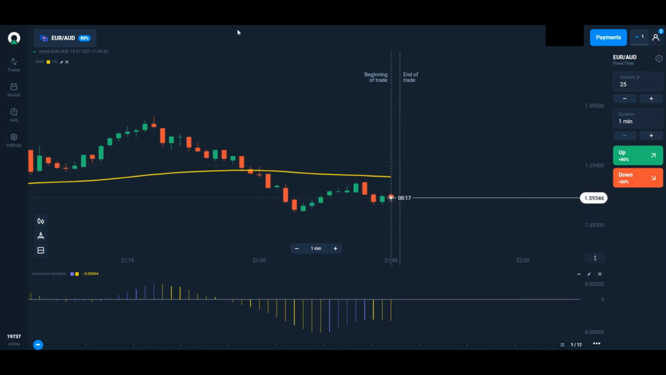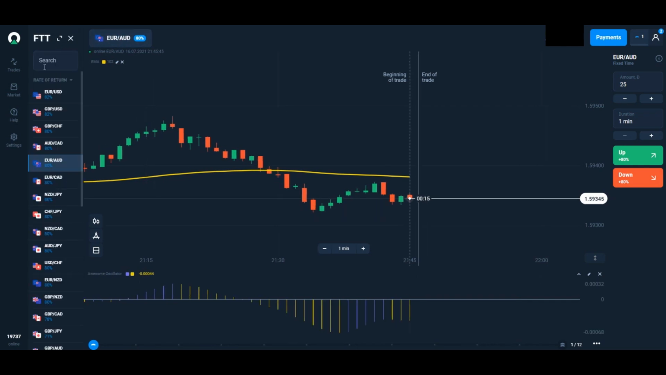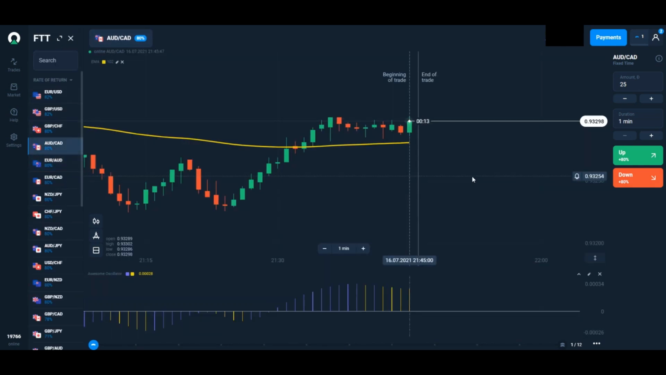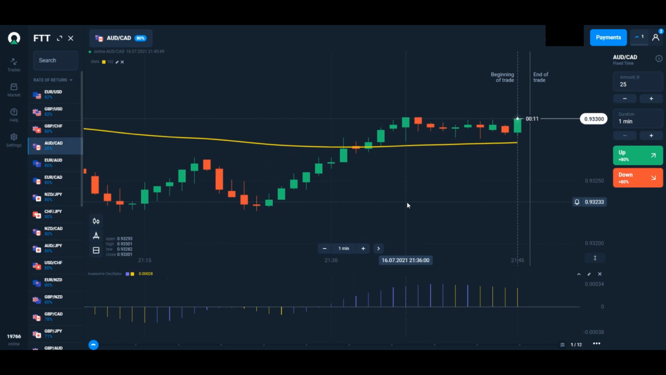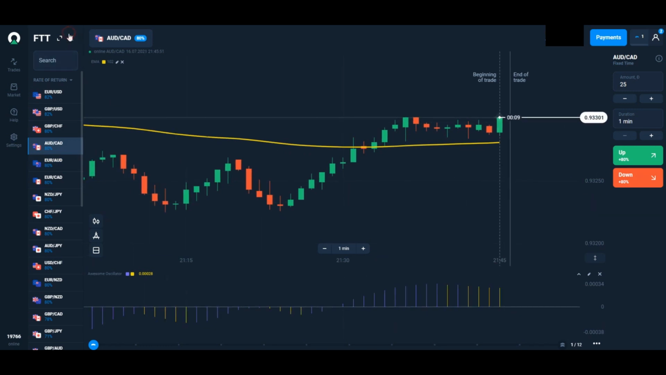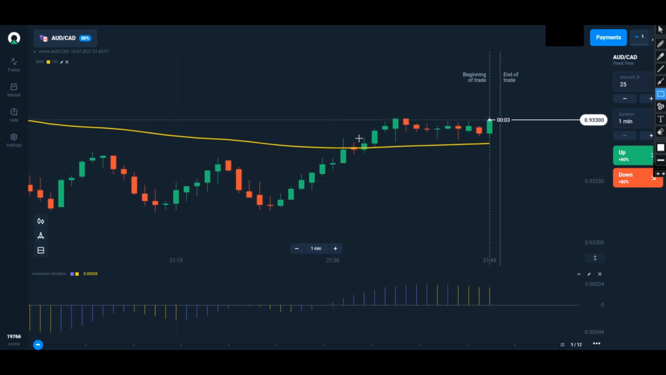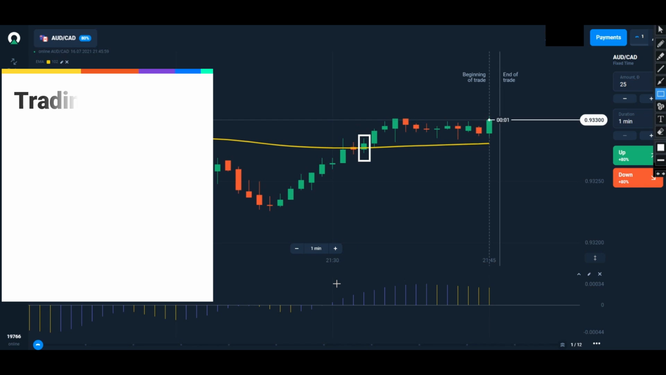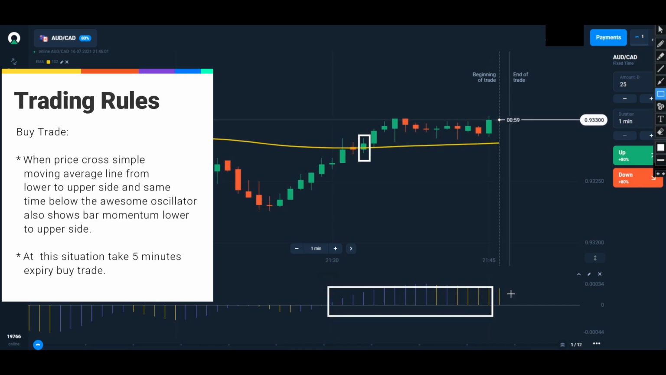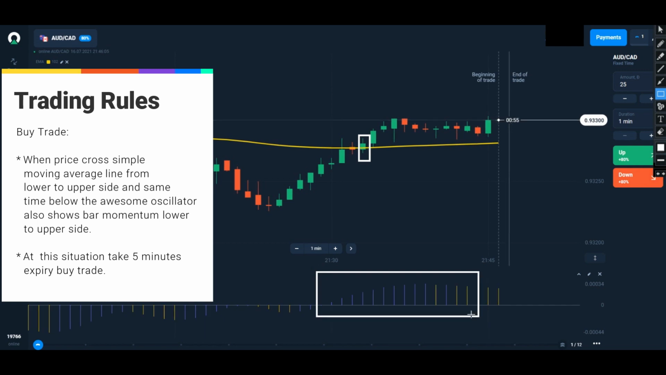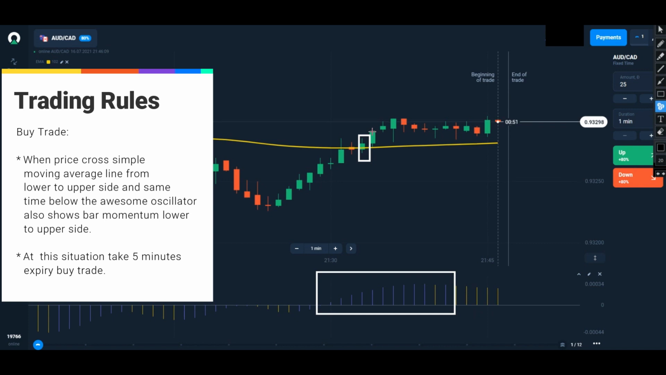Now let's look at the buy trade setup. Buy trade setup: when price crosses the simple moving average line from lower to upper side, and at the same time the awesome oscillator below also shows bar momentum from lower to upper side. In this situation, take a 5 minutes expiry buy trade.